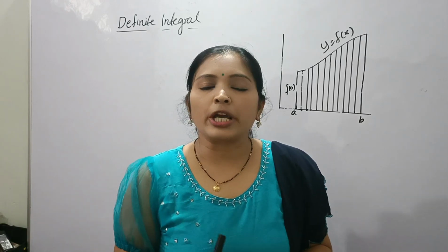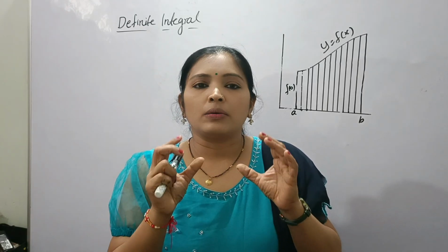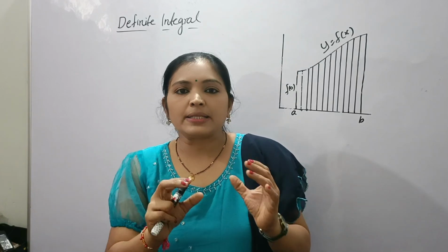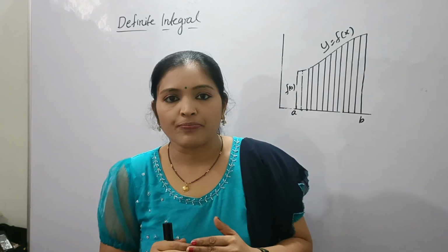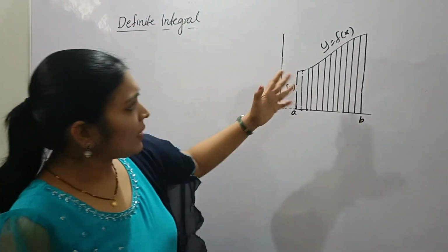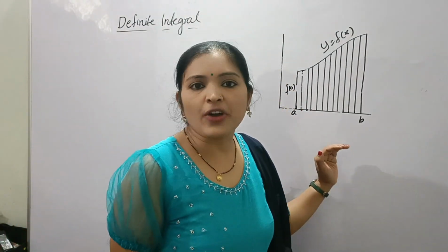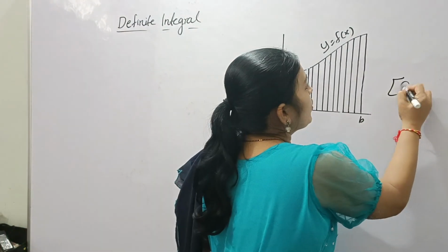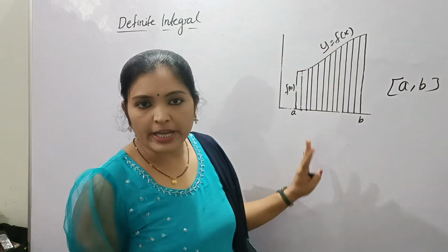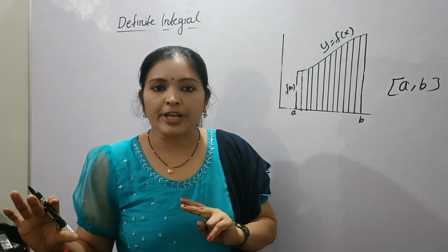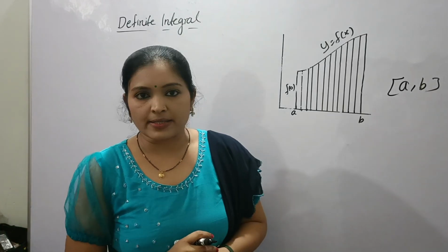See, in the introduction I have already mentioned that this integration is used to find the area of the region under the curve. Okay, look at this graph. y equals f of x, a continuous function on the closed interval [a, b]. So how to find the area of this region? We make many rectangles and add up their areas, right?